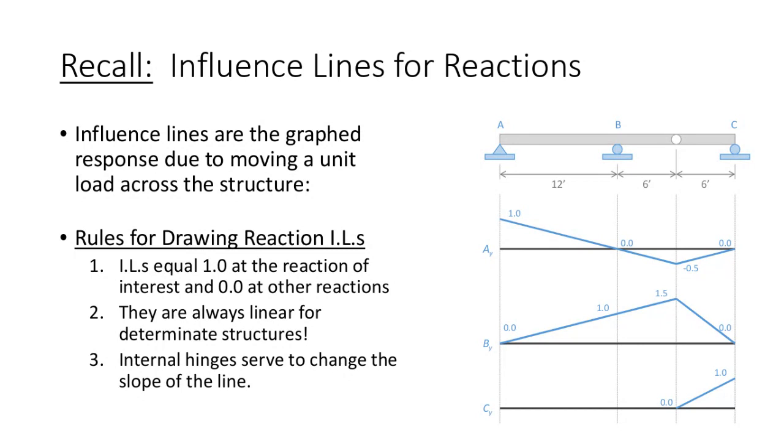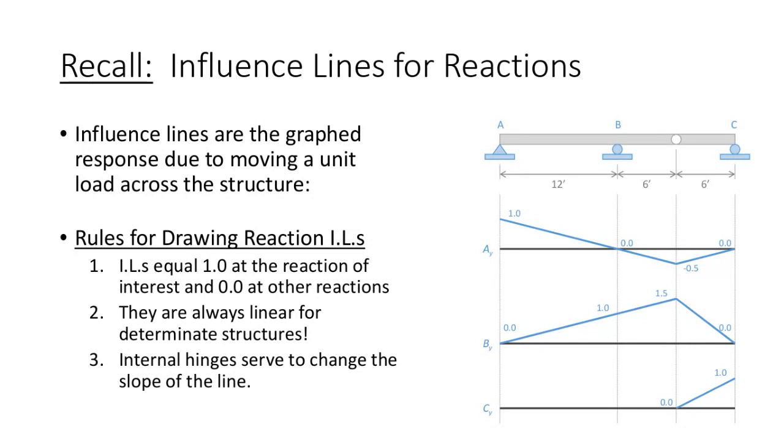Second rule, they're always linear for statically determinate structures. And that's because you have a structure that's determinate. If you remove a response, you get an unstable structure. And so unstable structures don't really deform, they just freely displace. And so if it's linear before, it's going to be linear after.